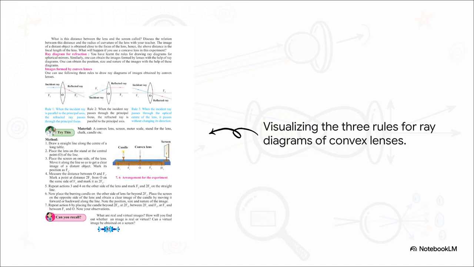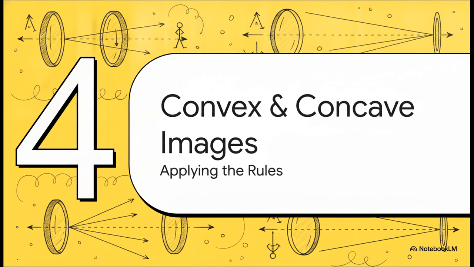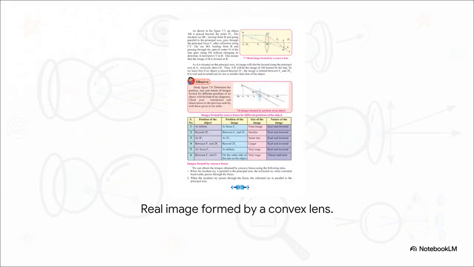Keep these patterns firmly in your mind, students. They are the essential building blocks for finding images. Section 4. Convex and concave images. Now we apply those rules. Let us put our rules to the test and see exactly what kinds of images are formed.